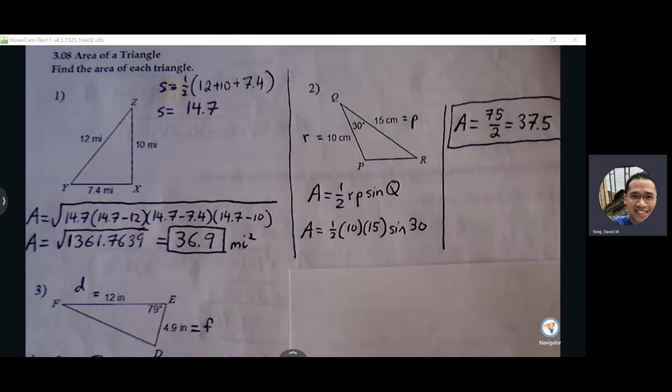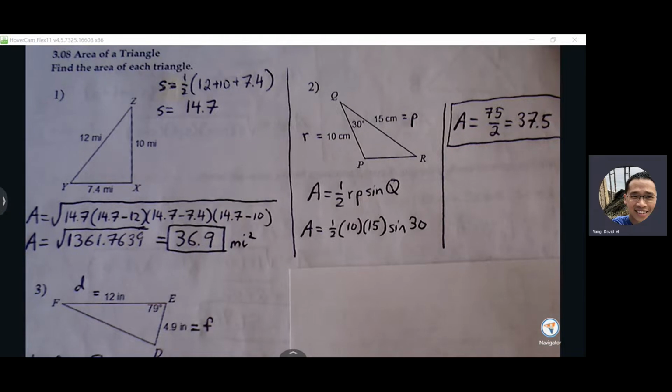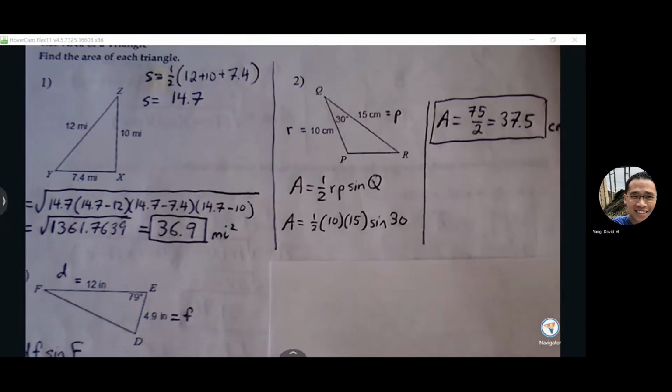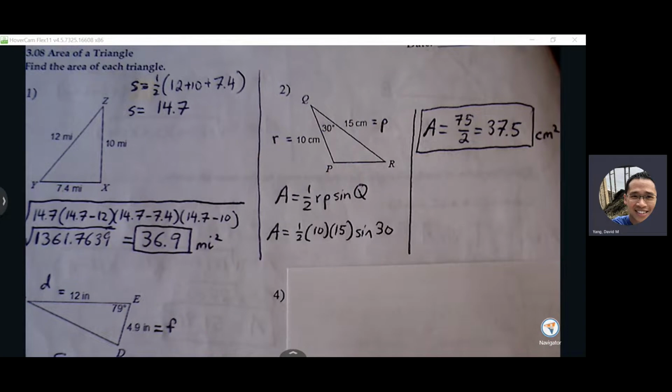Okay, are we good with 1 and 2? Okay, let me show number 3. Oh, and now they're mentioning units, so now we can be more specific, right? So square miles, square centimeters.